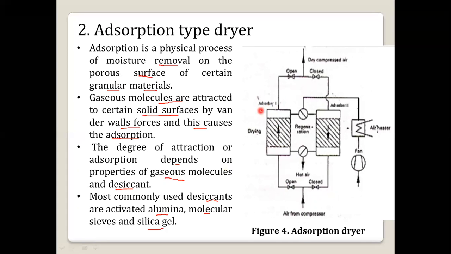There are two adsorbers, adsorber 1 and adsorber 2. One will act for the drying purpose, that is, the hot compressed air will be dried. And the second, adsorber 2, is used for the regeneration. In this way, this adsorption type dryer will work.